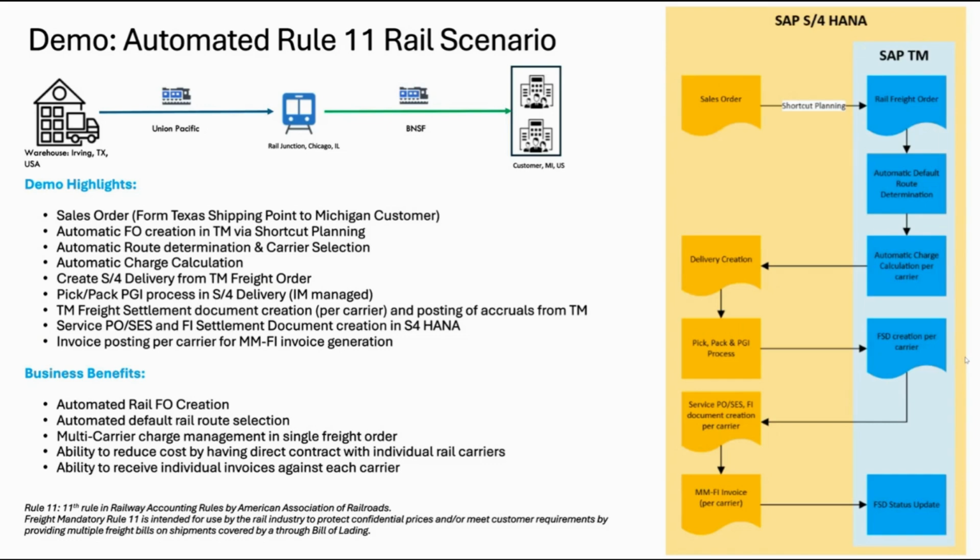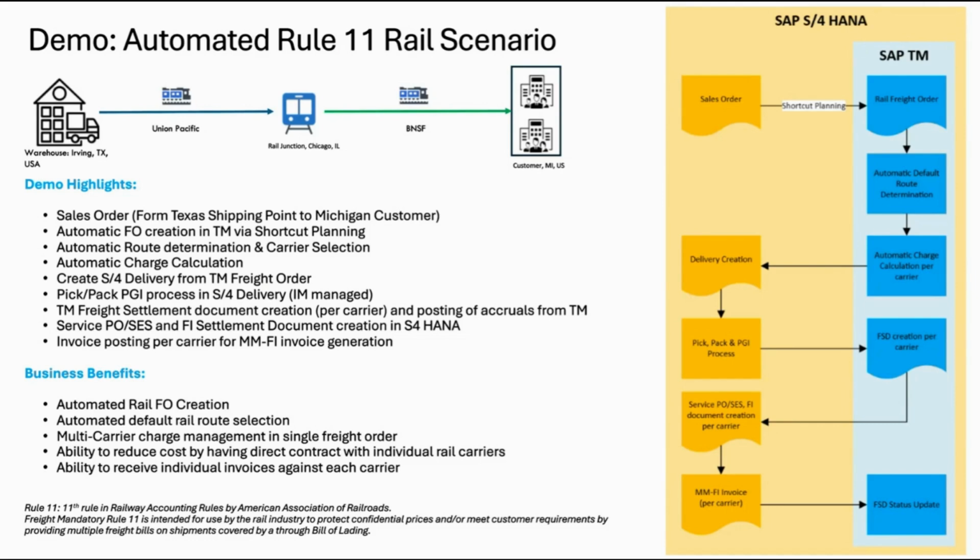As soon as the freight order is created, it will automatically determine the default route and calculate the charges automatically. All of this will be automated. In this specific case, the default route that we have set up is to move from Texas to Chicago, which is the rail junction, via Union Pacific, and from Chicago to the Detroit customer via BNSF. Once the automated charge calculation is complete, we will be creating a delivery from the TM freight order.